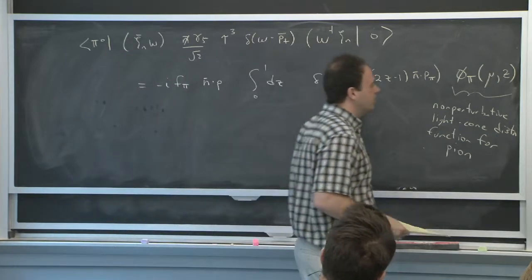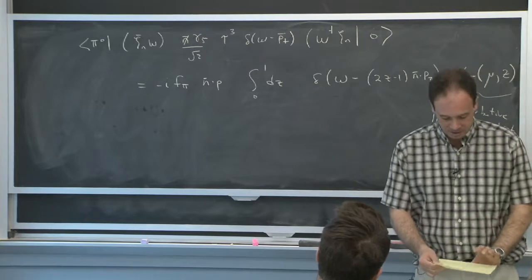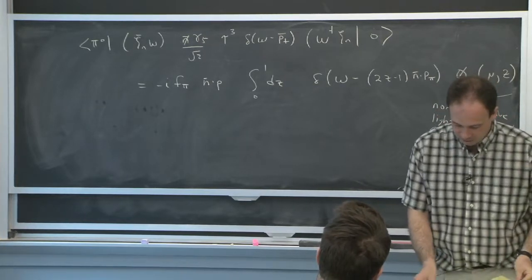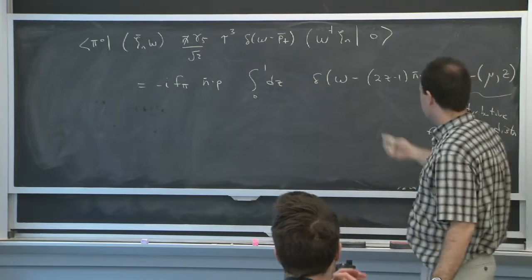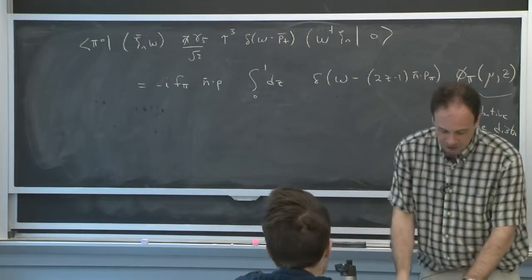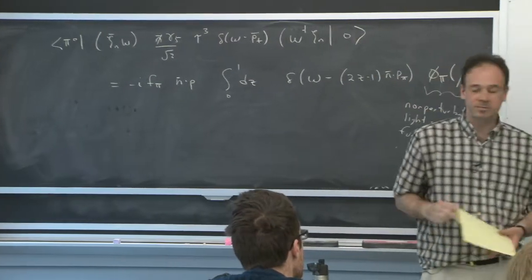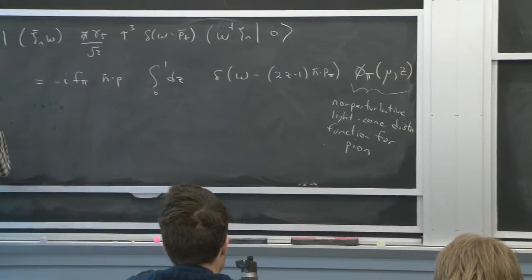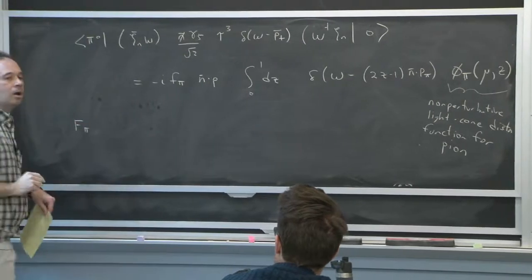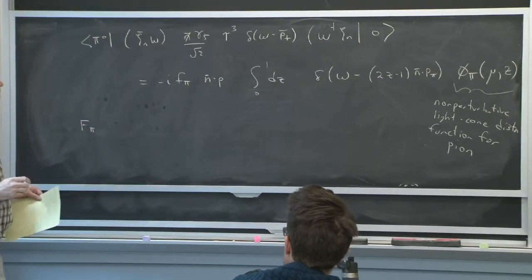OK, so we could take this formula, plug it back in there, and then we'd have a factorization theorem. And I think that you can imagine what that would look like. I could write it instead of an integral over w as an integral over z. And that would be the factorization theorem involving this phi pi. So is this the same interpretation as the probability of the pion? Yeah, two quarks, that's right.